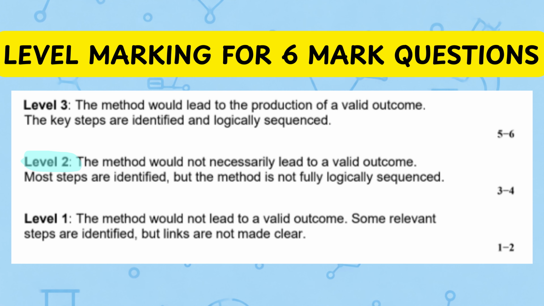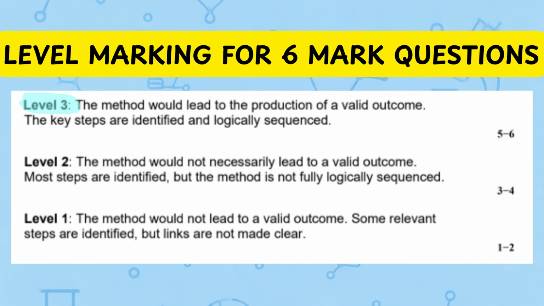Level two says the method will not necessarily lead to a valid outcome, but most steps are identified. The method is not logically fully sequenced. So you've said some points, you do know what you're talking about, but you haven't put it into that perfect step-by-step method that's going to get you those top marks.